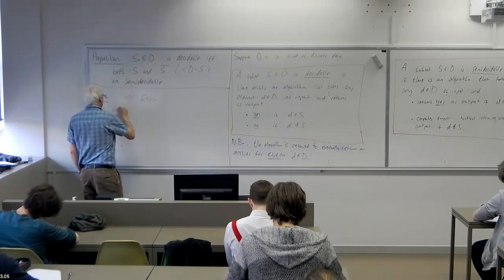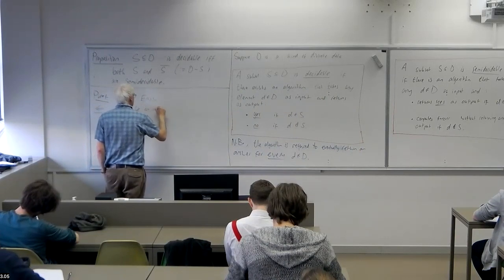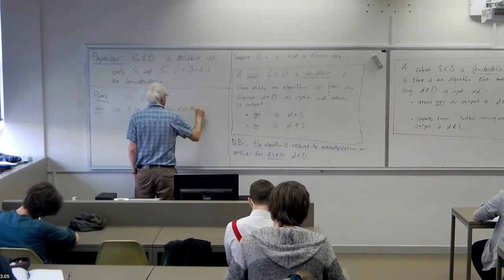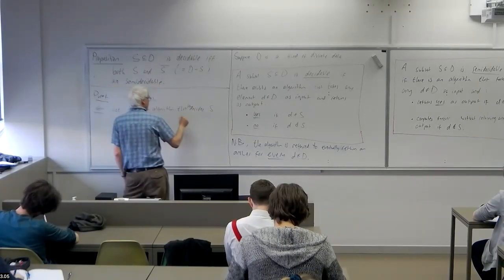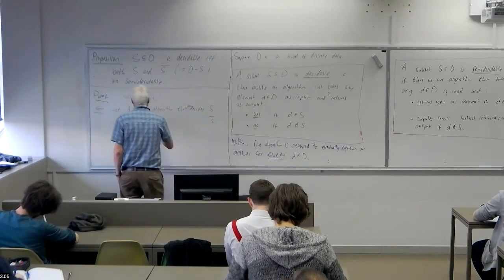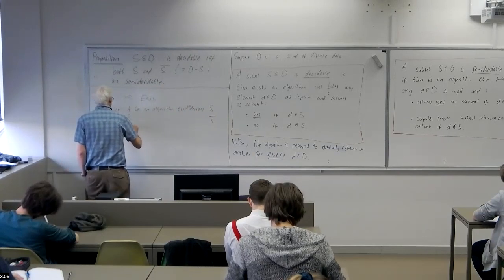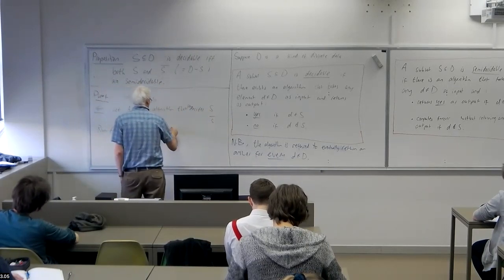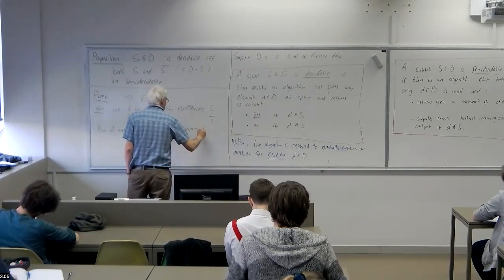So the rough idea is, let A be an algorithm that semi-decides S, and let B be an algorithm that semi-decides S complement. Run A and B in parallel on our input d.